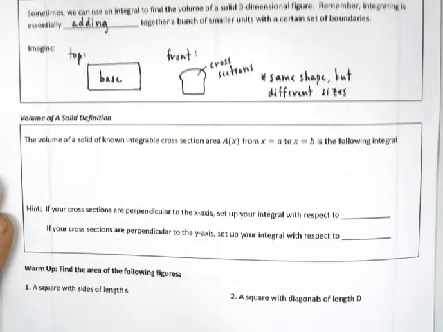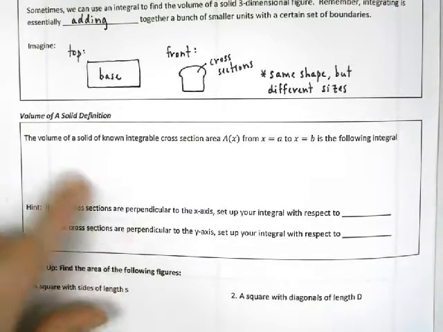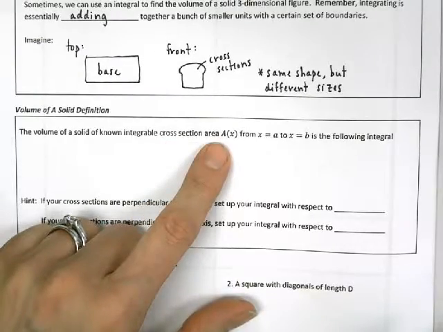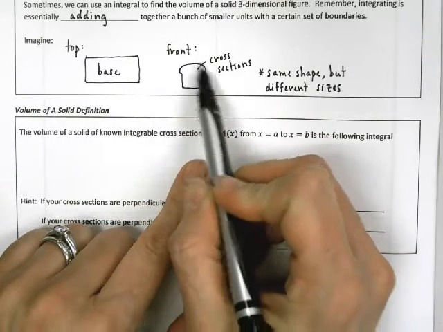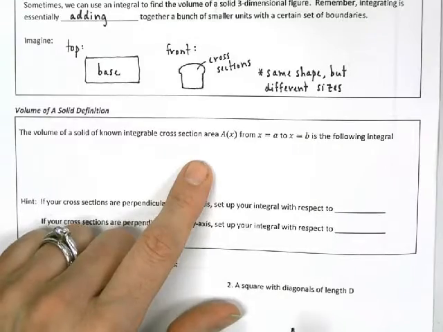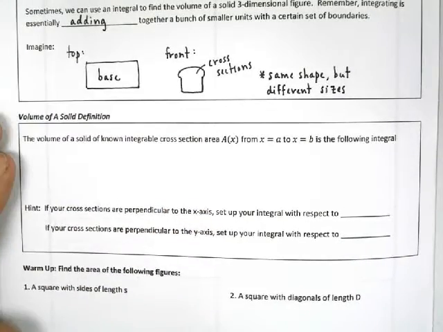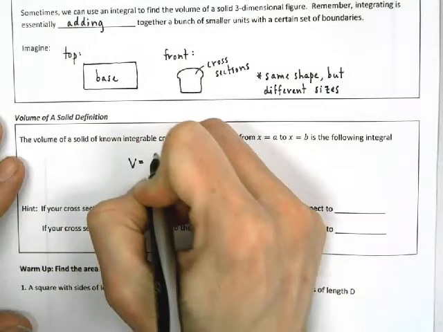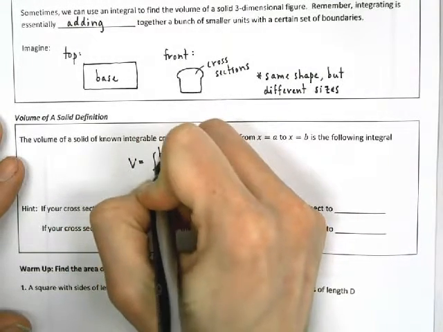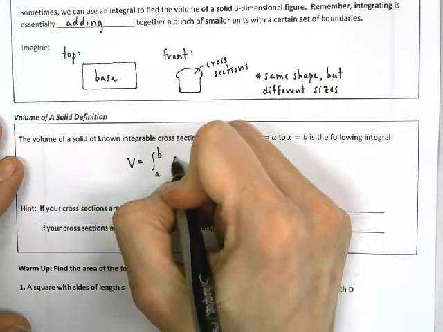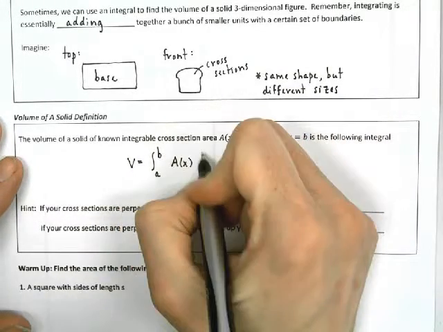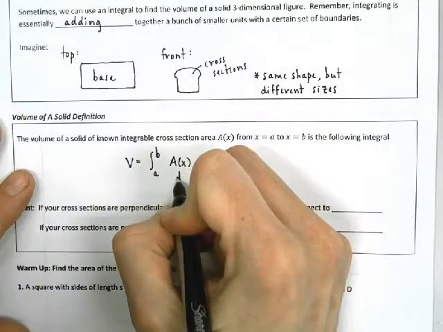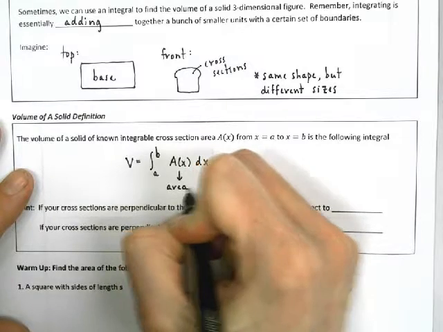So for the volume of a solid. Okay, so the volume of a solid of known integrable cross-section areas. So again, if I could find the area of that cross-section, I know to get the volume, I would just add them up. And to add them, we use an integral. So our volume would be the integral from a to b of A of x dx. Right, so this area is the area of the cross-section.